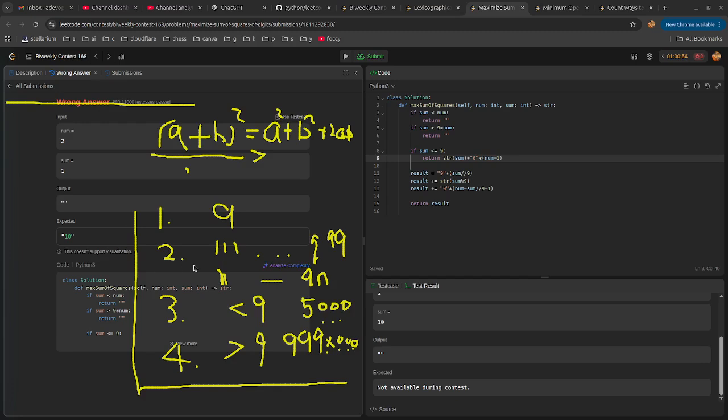Sorry, I made a wrong statement. It doesn't have to be 111. Actually, 1000 is fine. So we get rid of this part.